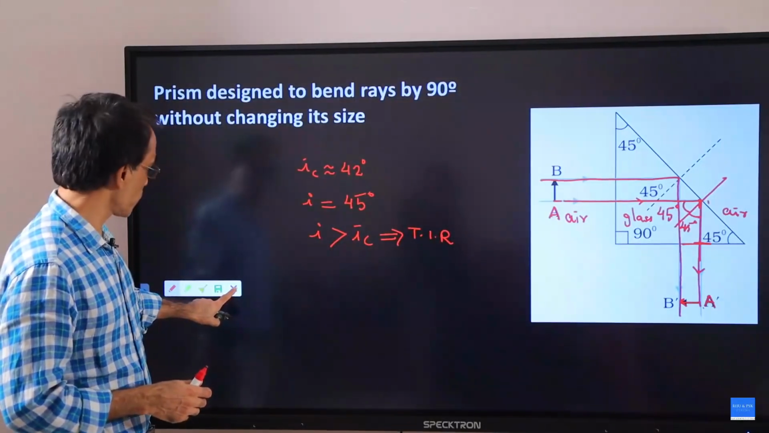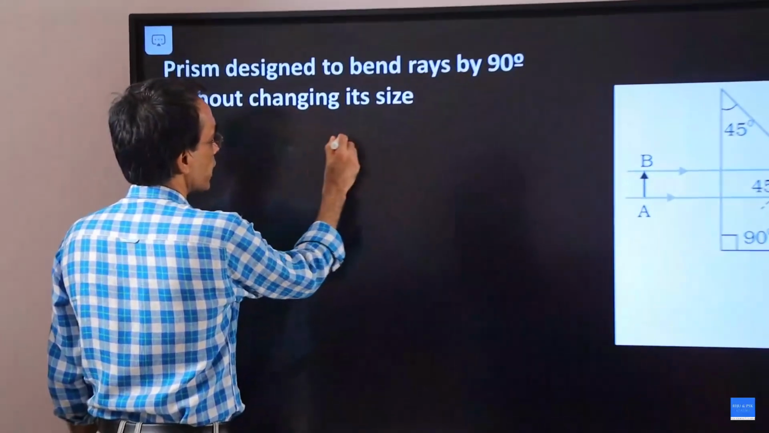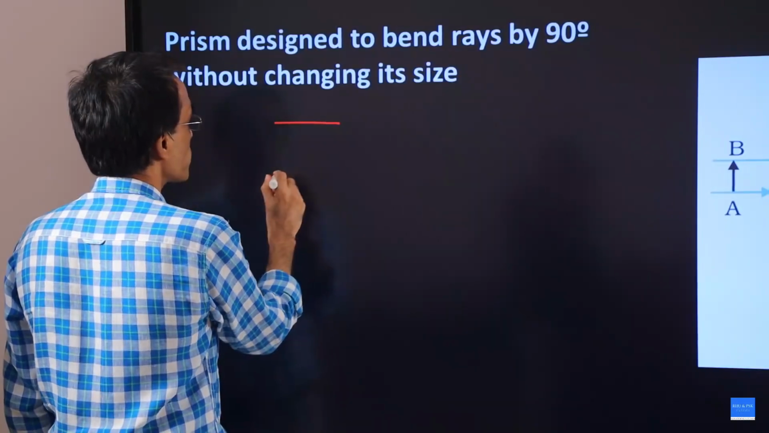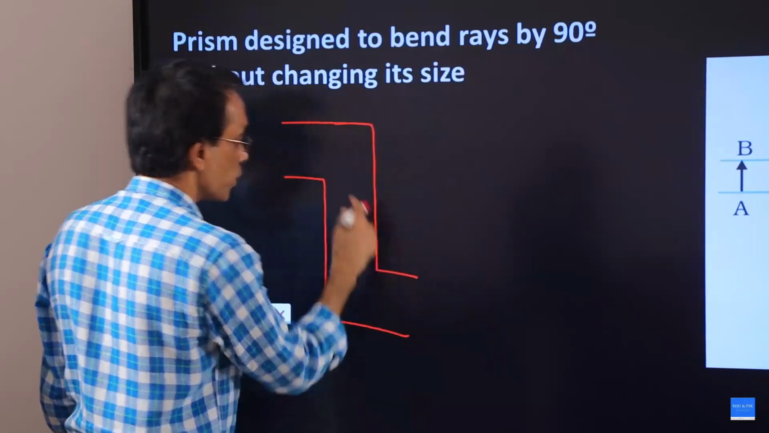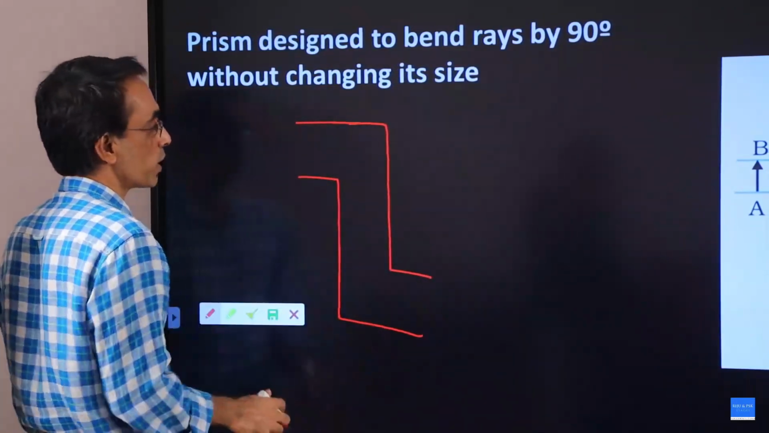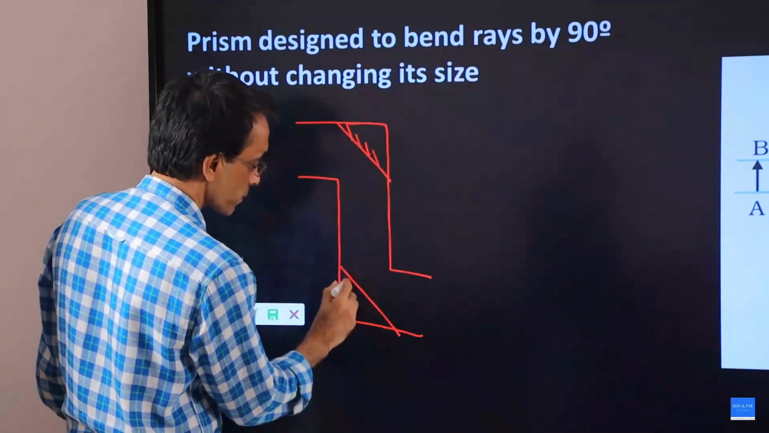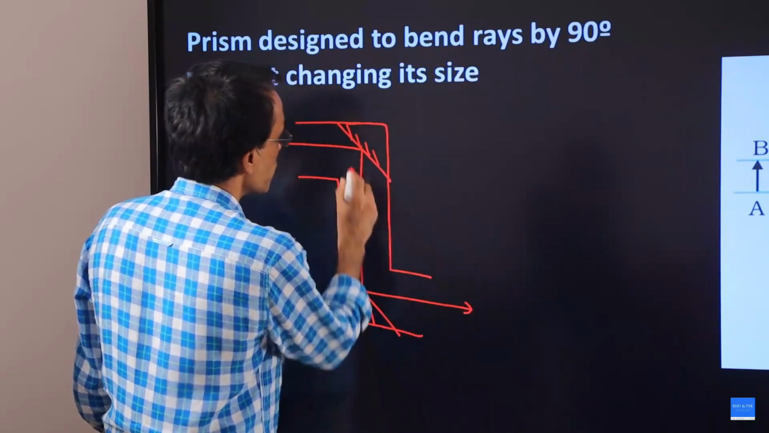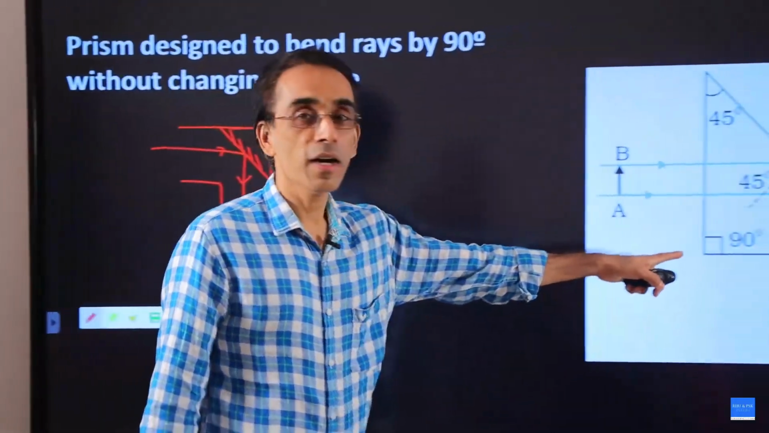And where is this useful? Though this is not part of your syllabus, you should know there is a device called periscope, which is used to see objects on the surface of water by watching from inside water. They used plane mirrors here, where light will come here and go like this. So this kind of a bending can be done by using a prism.